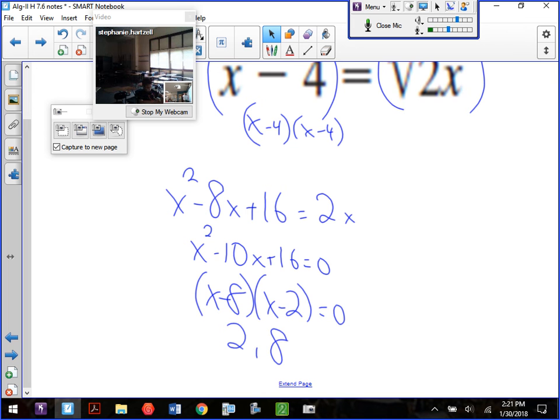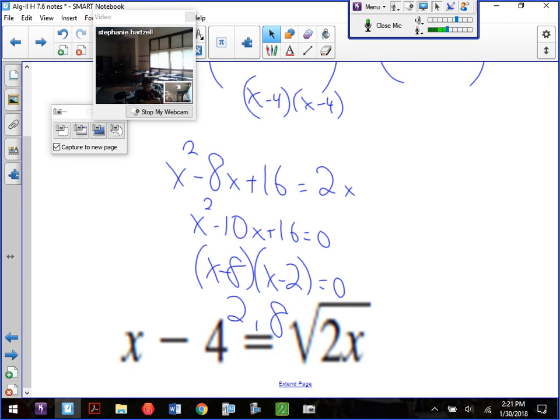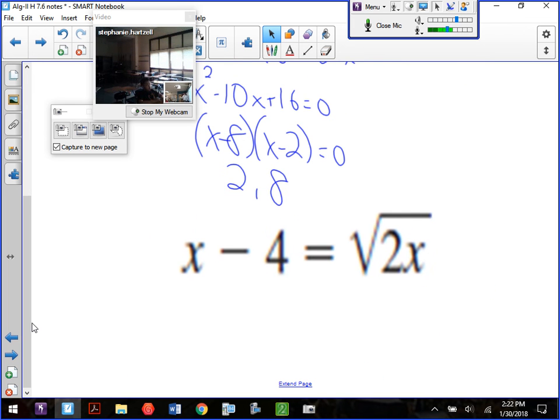Which means you have to double check to see if they work. Doesn't say that. And that's what I was getting at here. What is 8 minus 4? 4. What's 2 times 8? Square root of that is? We know 8 works. Now, what's 2 minus 4? What's 2 times 2? What's the square root of that? Does 2 equal negative 2? I'm not taking the square root over both sides, though. And that's where I was getting at.